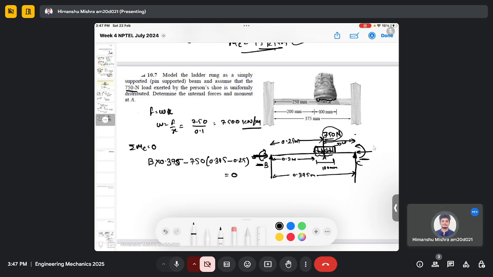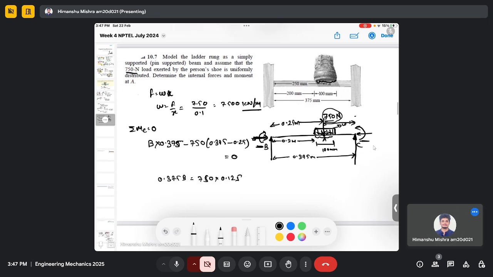So here I will have 0.375 B equals 750, 0.125, this is equals to 93.75, and B will be 250 Newton. It should be Newton. This is also Newton.